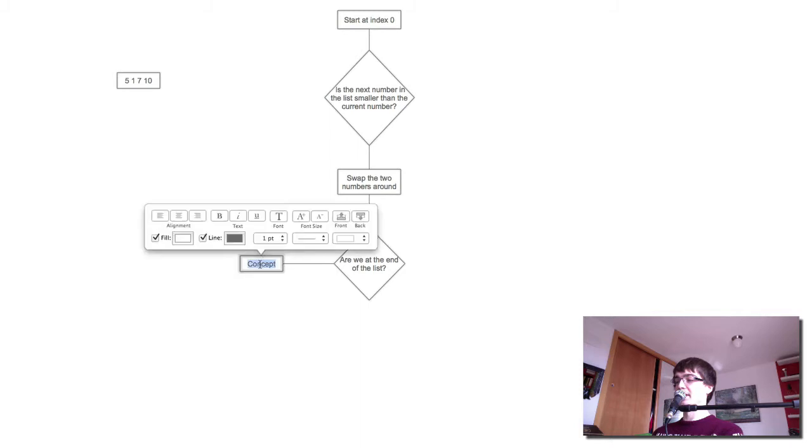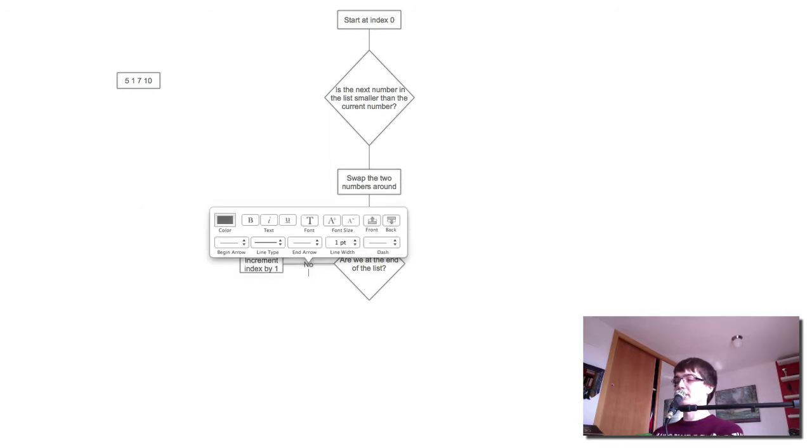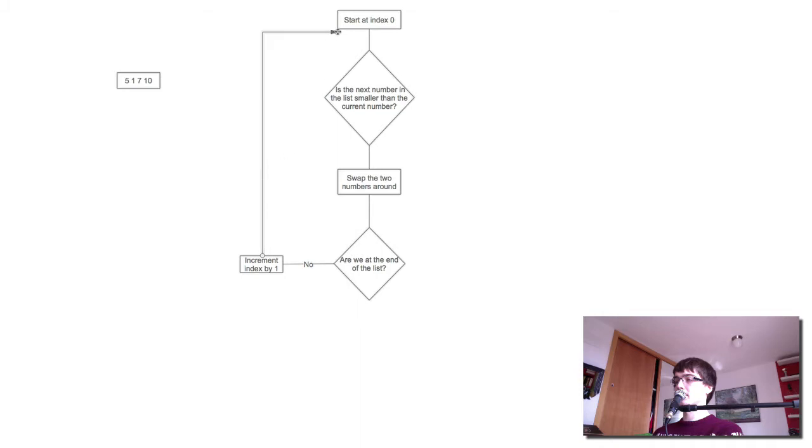it gets a bit more complicated. So let's do if we are not first. So we're not at the end of the list, and therefore we simply keep going. This is the simple part. There. Okay, so we swap the two numbers around, and then if we are not at the end of the list, we increase the index by 1, effectively moving into the next number, and we simply check again if the next number is smaller than the current number. And then we swap them around if there are, and then we keep going like that until we are at the end of the list.